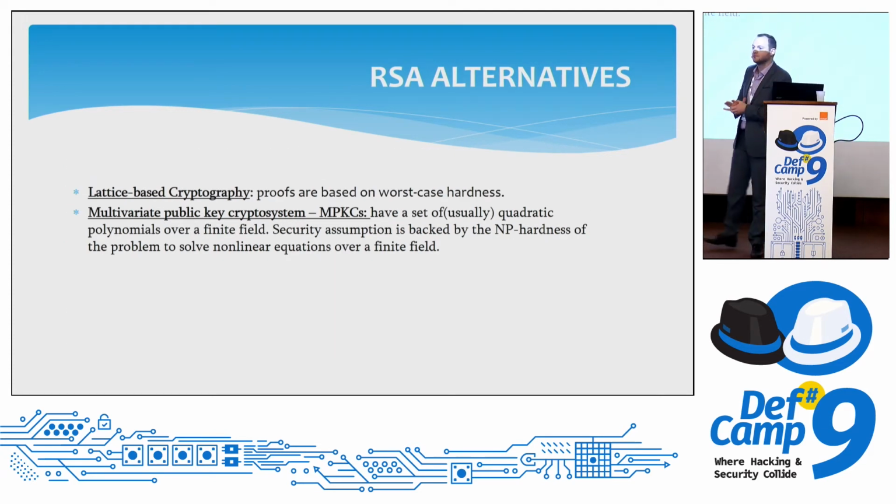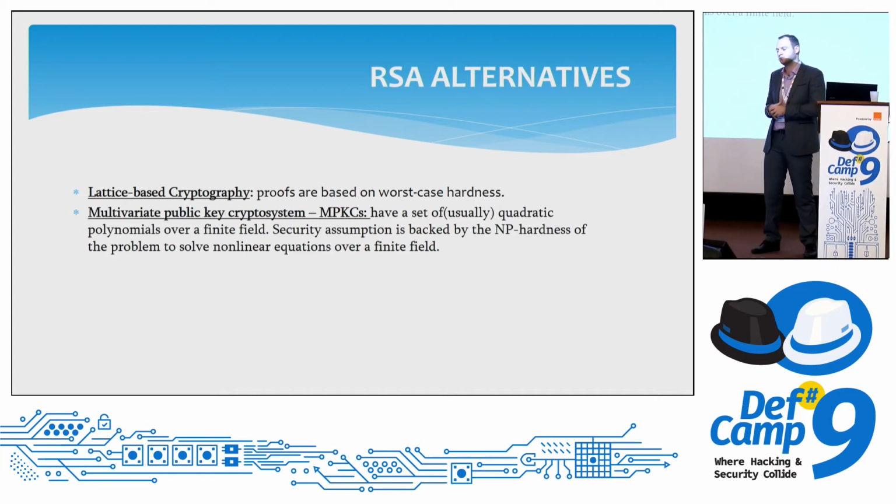Here, I see you mentioned that the security assumption of a multivariate system is backed by the NP hardness of solving nonlinear equations over a finite field. But as far as my understanding, this only holds if the system is truly random. So each coefficient inside this nonlinear equation would need to be chosen completely uniformly from the finite field, where the coefficients come from.